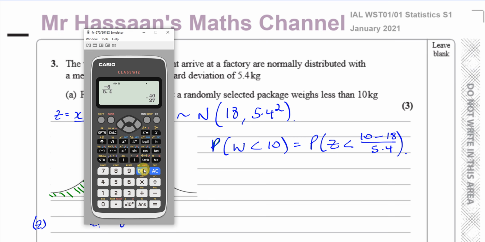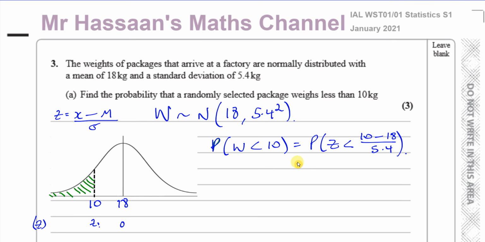And that gives us minus 1.481481481. So that's the probability that z is less than minus 1.481481481. We just need 2 decimal places because that's what our table will have. So we need to find the probability that z is less than minus 1.48.